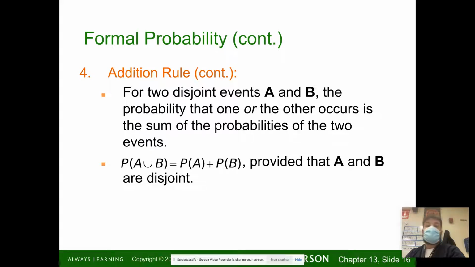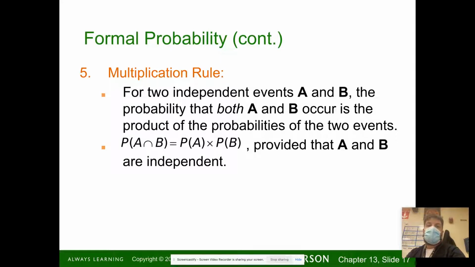Okay? So if they're disjoint events or mutually exclusive events, the probability of one or the other occurring is the sum of the probabilities. So if A and B are disjoint, you could just add those probabilities up. What's the probability of me rolling a 2 or getting red? Well, it'd be 1 over 6 plus 1 over 4, whatever that adds up to be. Okay. They are said to be disjoint.